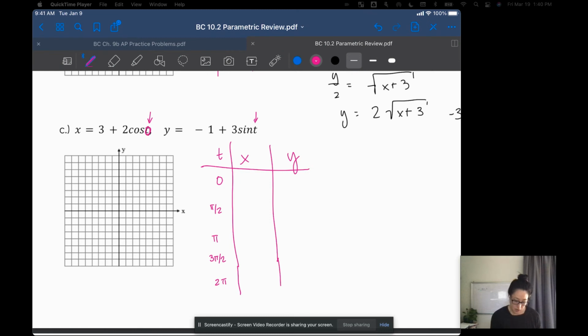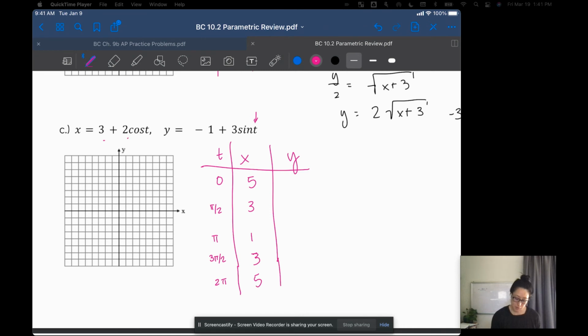So I have 3 plus 2 cosine of 0. Cosine of 0 is 1, so 3 plus 2 is 5. And then I'm going to do pi over 2. So 3 plus 2 times cosine pi over 2. Cosine of pi over 2 is 0, so this would just be 3. Cosine of pi is negative 1, so 3 minus 2 is 1. And then we're going to repeat ourselves because cosine 3 pi over 2 is 0. So we end up with 3, then 5.